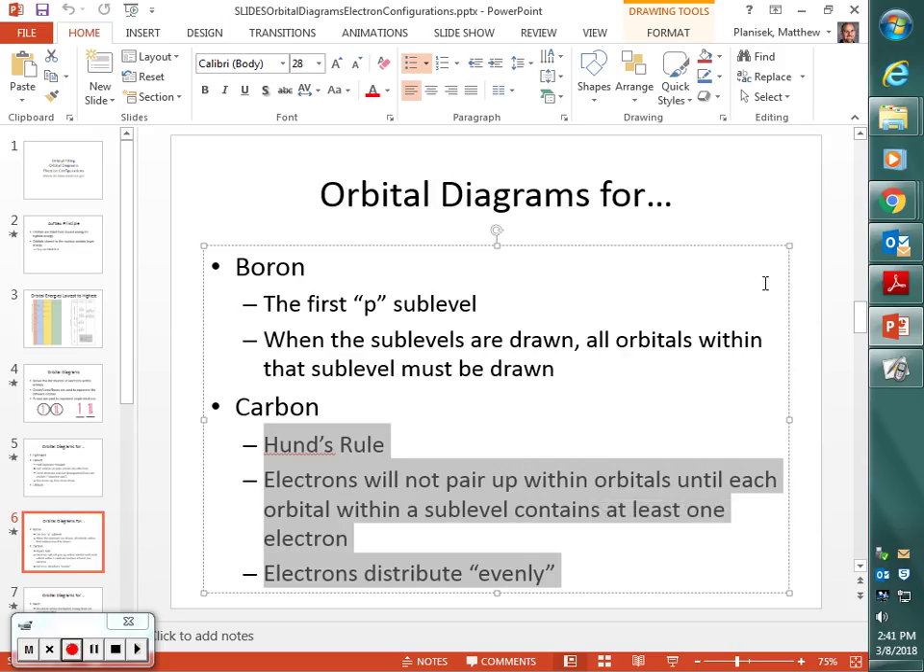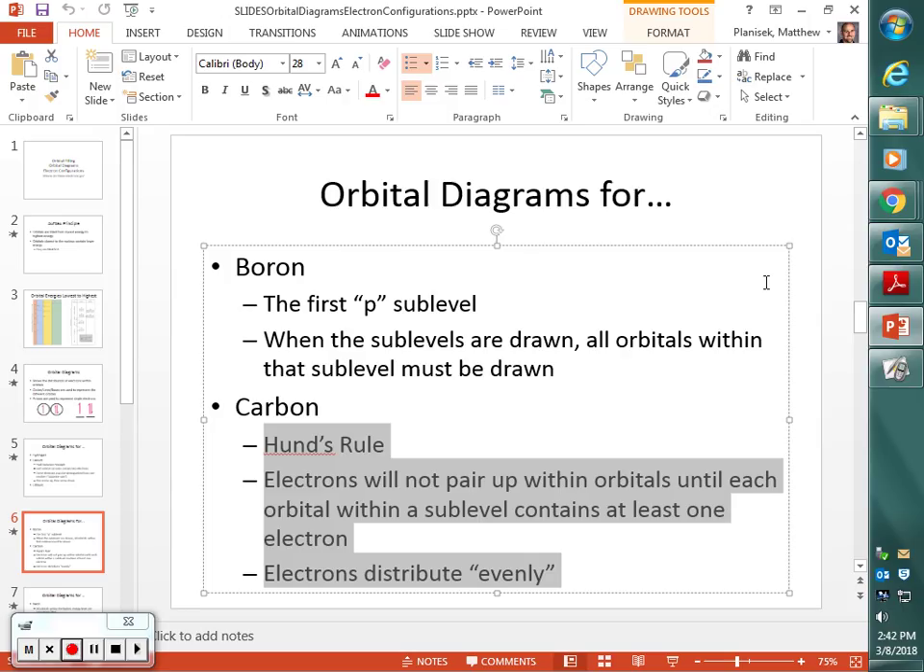Hund's rule says electrons will not pair up within orbitals until each orbital in a sublevel contains at least 1 electron. That means like 2p's. So when all of the p's have 1, that's where it becomes different. The idea is that electrons will distribute themselves as evenly as they can throughout these orbitals to maintain the lowest energy.